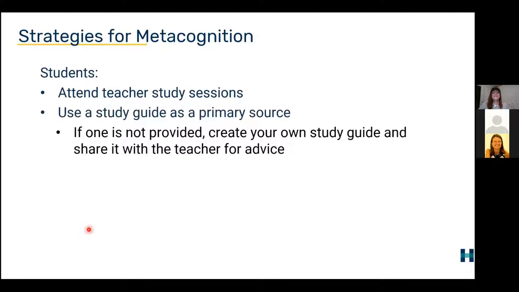Use the study guide as a primary source. I have a number of students that I've worked with that will say, well, I have a study guide, and they just saw it as another piece of paper to study versus the primary sheet. If one is not provided by the teacher, and sometimes in high school especially, it isn't provided, create your own. This is actually a form of metacognition.